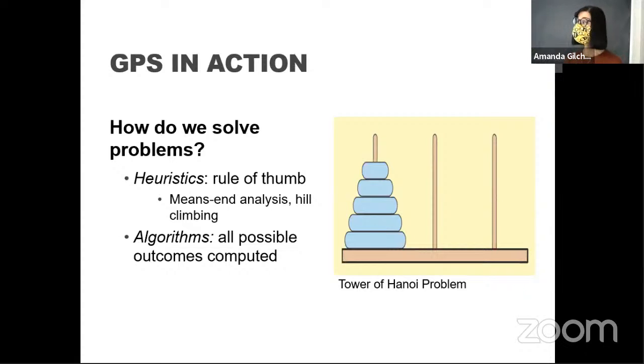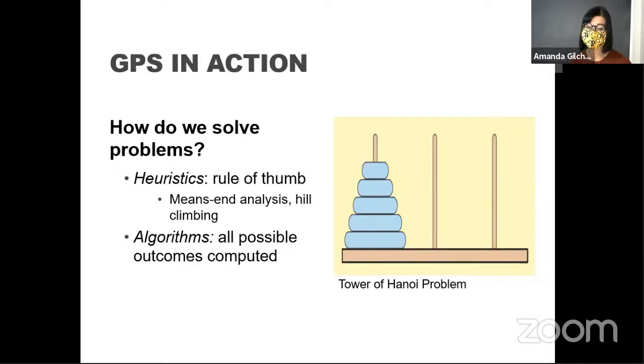If you've had me for general psychology, you've heard me talk about a heuristic. A heuristic is a very simple thinking strategy or a rule of thumb that you can use to help you solve a problem. So we're going to talk about two of those problem-solving heuristics today. We're going to talk about one referred to as means end analysis and another that's referred to as hill climbing.